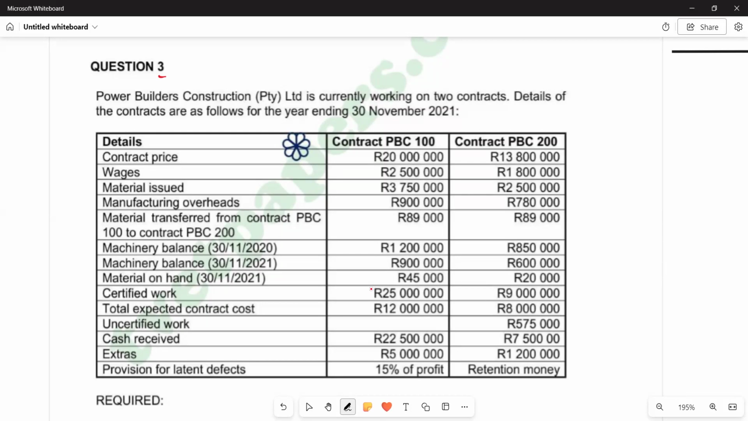The question reads, Power Builders Construction Private Limited is currently working on two contracts. Details of the contracts are as follows for the year ending 30 November 2021. So we are given details of the contracts, with a column for contract PBC 100 and contract PBC 200. We have got a list of balances that you need to go through before you answer the question. Beneath that, we have the required section, where we have our questions.